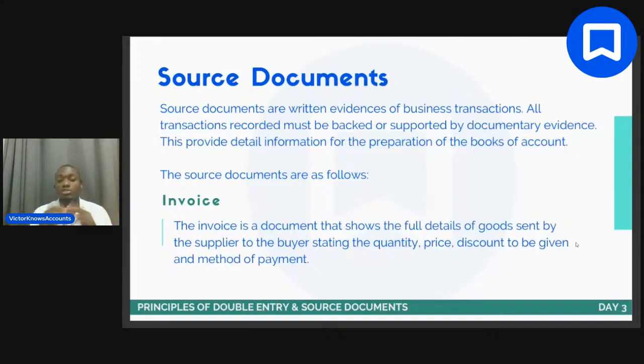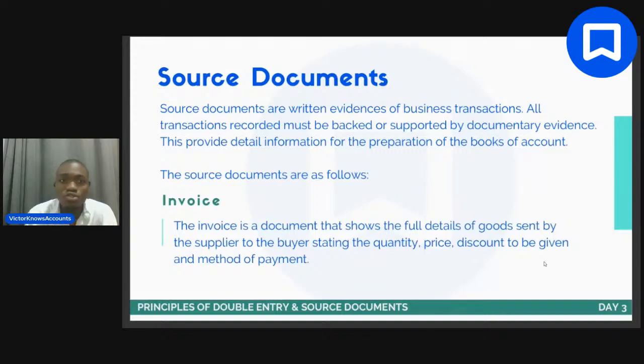When we were doing the introductory class to accounting, we mentioned that accounting is the process of recording, analyzing, classifying, summarizing, and interpreting financial information and communicating them to the users of financial statements. All right. Now, source document is actually the beginning of the accounting process, the beginning of the bookkeeping process. So that's generally what source documents are.